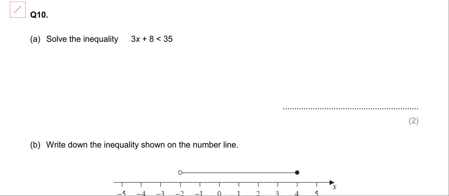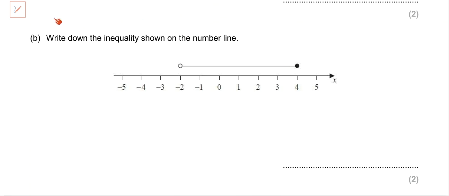Okay, finish this off then. What do we do here? Take the 8. Subtract 8 from both sides. That gives me 3x is 27. And then we divide by 3, divide by 3 gives me x is 9. Okay. 1 mark for step 1, 1 mark for having the correct answer. So if you don't get both marks, you get 1 mark if you do that first correct step.